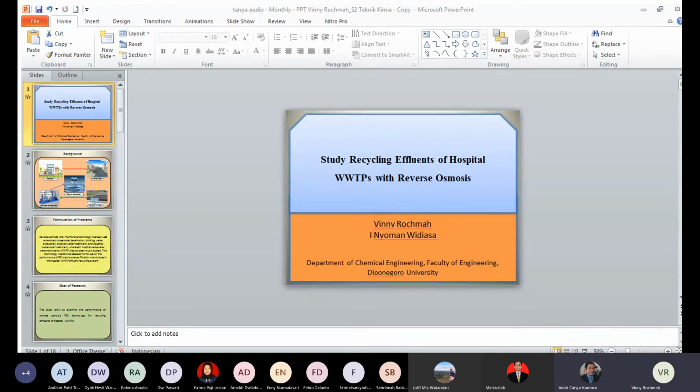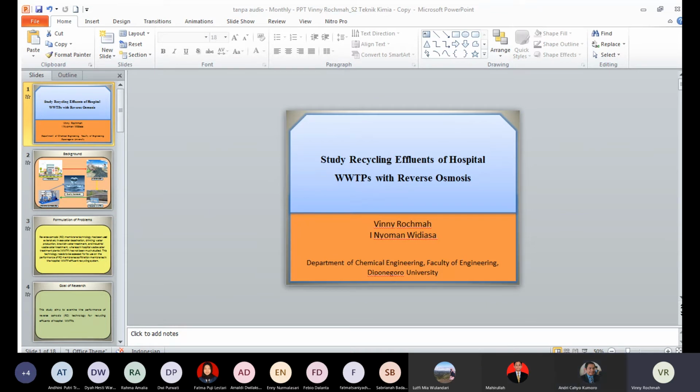For rejection of TDS and COD, the effect of operating pressure on the TDS and COD rejection factor can be seen in figure 5. Figure 5 shows an increase along with an increase in operating pressure. The increased operating pressure caused the TDS and COD rejection to increase. In addition, the quality of treated water has also improved due to the decreased TDS and COD.